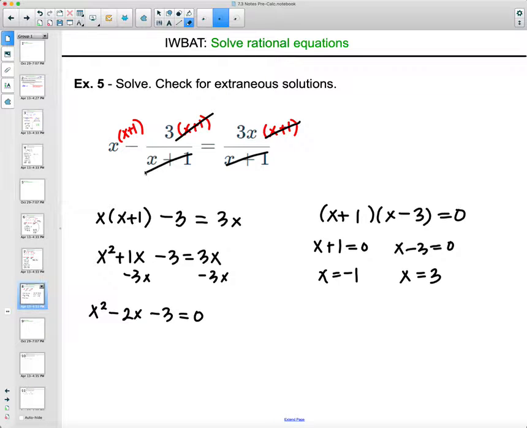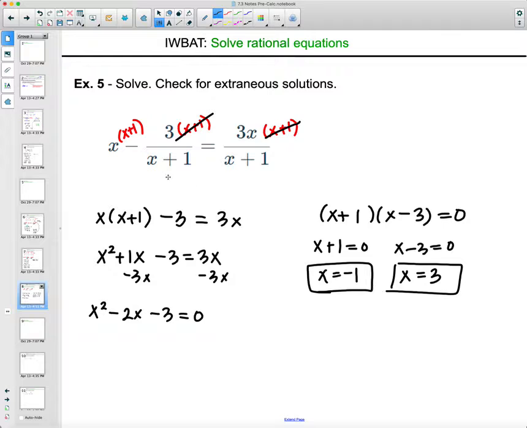Then we take a look at the original problem, checking to see if these make the denominator 0. When we plug negative 1 in here, that creates division by 0. So this is not a solution. It is extraneous, so cross it off. The 3 will be fine because 3 plus 1 is 4. So your answer to this one is just x equals 3.